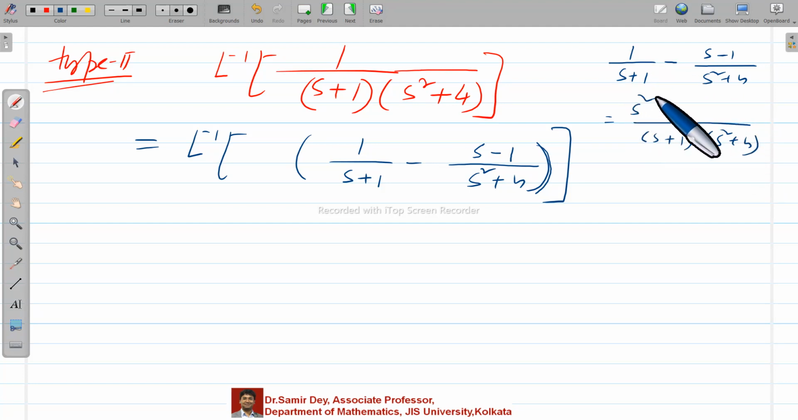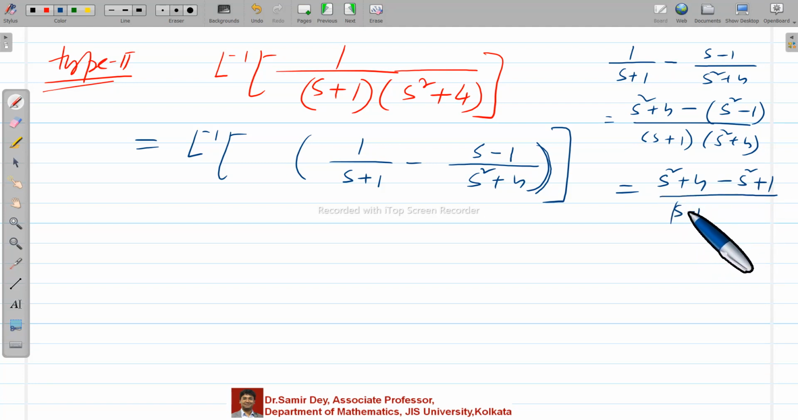So now you write down s square plus 4 minus this into that. That means (s plus 1) into (s minus 1) is s square minus 1. Is it clear to all of you? A plus b into a minus b means what? A square minus b square. Now you open your bracket, it is coming s square plus 4 minus s square plus 1.